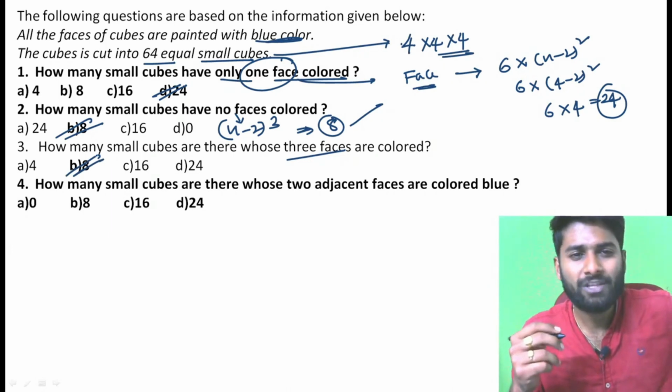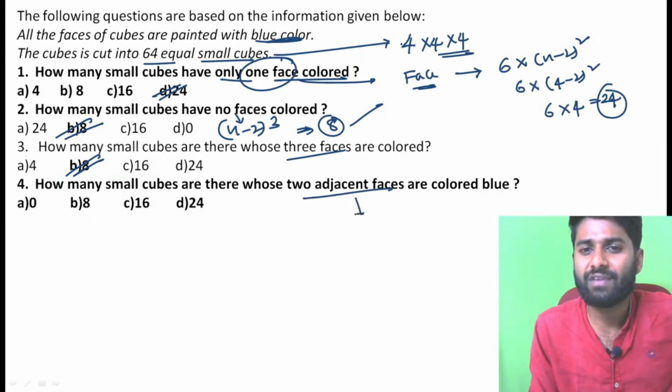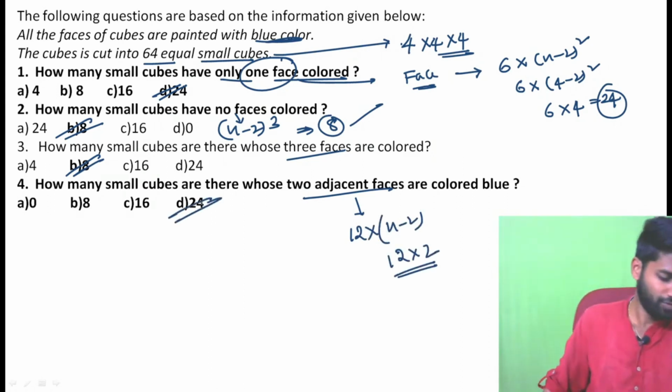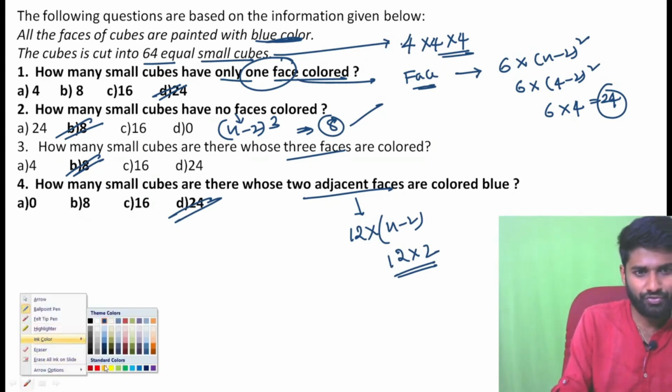Now the fourth question. How many small cubes are there whose two adjacent faces are colored? Every two-face cube is available at the sides. The total number of sides is 12, and 12 into n minus 2. So 12 into 4 minus 2 is equal to 2, 12 twos are 24. Is that done? Simple thing. For example, I will go to one more question, don't worry.